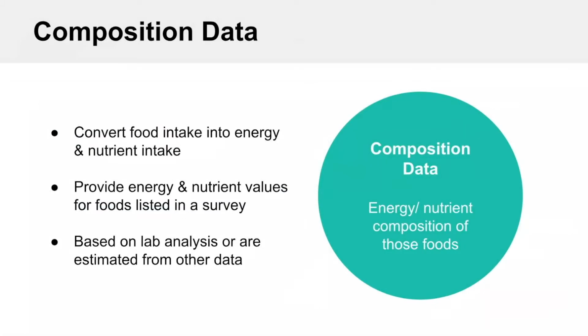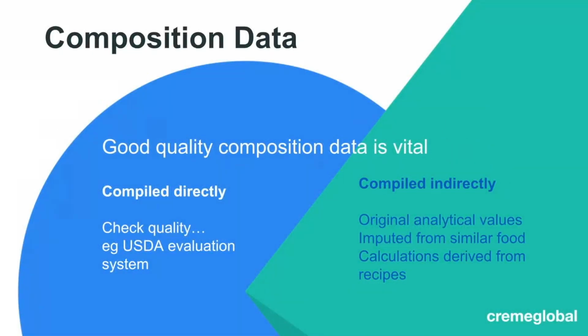Then our composition data. So we use this to convert food intake into energy and nutrient intake. These provide energy and nutrient values for the foods listed in the survey, and ideally they're coded and linked straight back to the survey, and they can be based on lab analysis or are estimated from other data. So having good quality composition data is vital. We have many different stakeholders involved in compiling and using these databases, so they do need to be good quality.